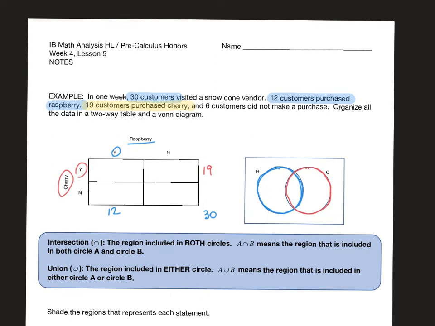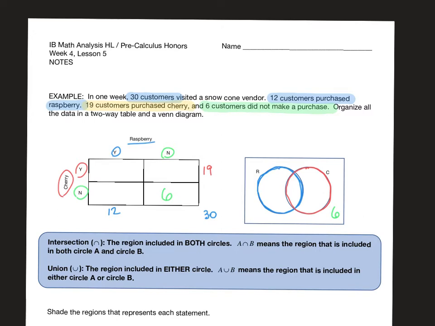Okay, now once you've got some, oh, hold on, there's more information. Sorry. 6 customers did not make a purchase. So if 6 customers did not make a purchase, that means in this two-way table, right here, I should have 6, because that's no for raspberry and no for cherry. Now the two-way table is really, really cool. Oh, and actually, sorry, I'm getting ahead of myself here. On the Venn diagram, I can put a 6 out here because they did not buy raspberry or cherry.